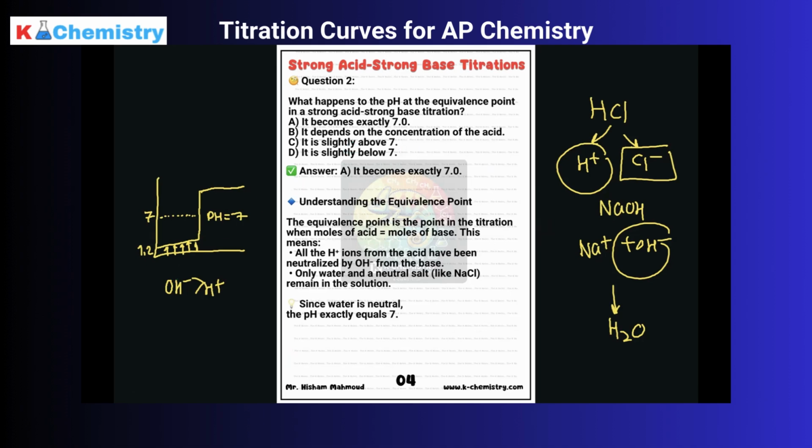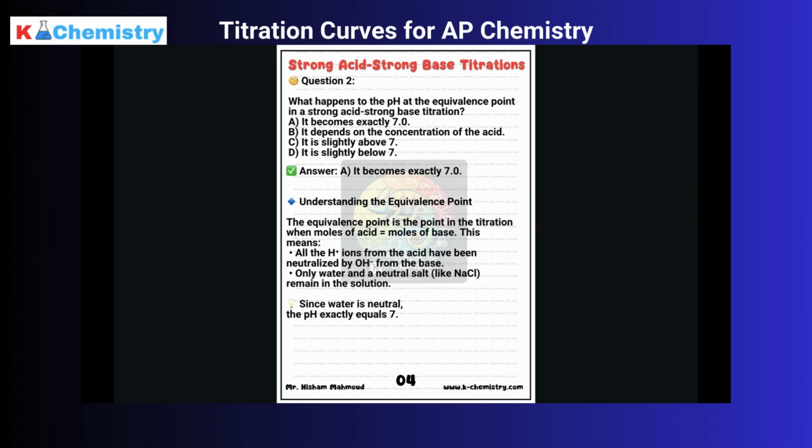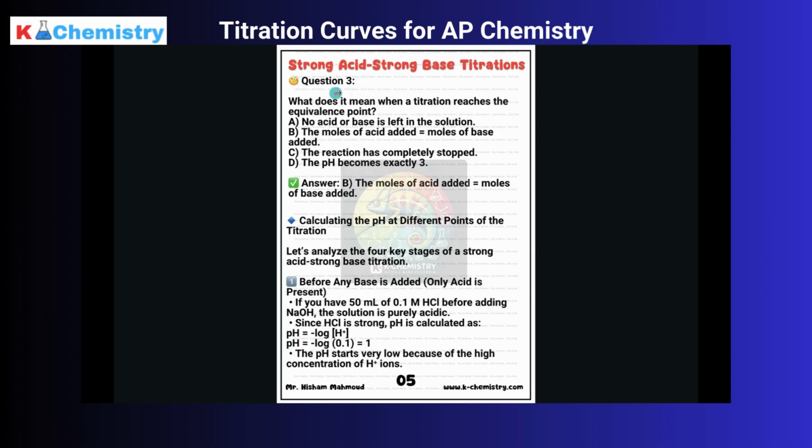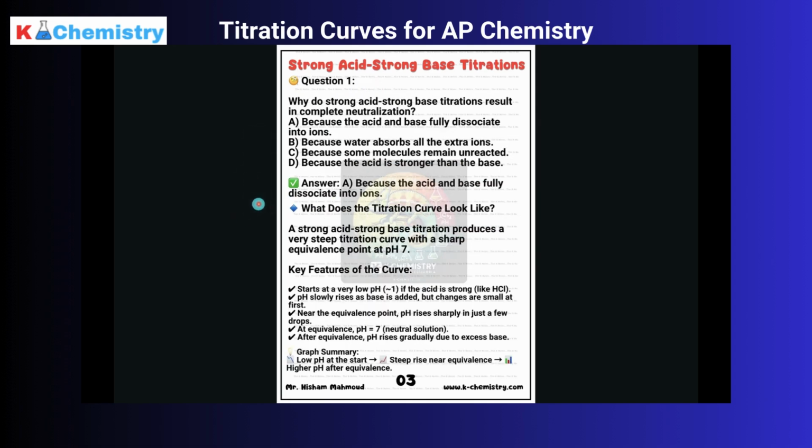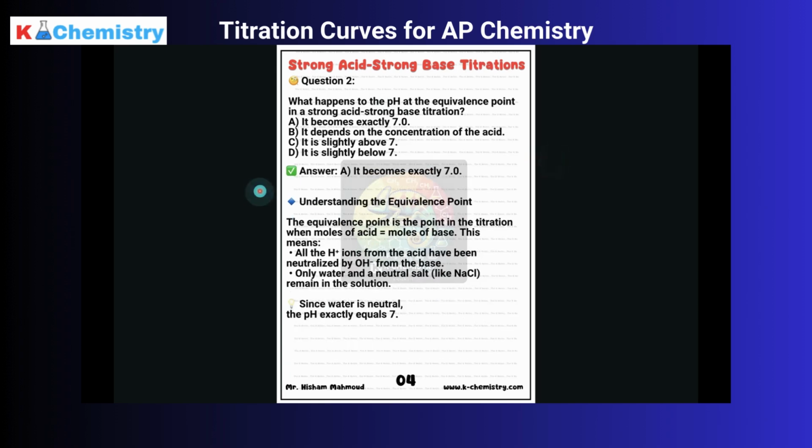Okay, now let's have a look. Strong acid-base titration question number 2. What happens to the pH at the equivalence point in a strong acid-base titration? It becomes exactly equal to 7. Does it depend on the concentration of the acid? No, it's always 7. Slightly above 7? No. Slightly below 7? No.